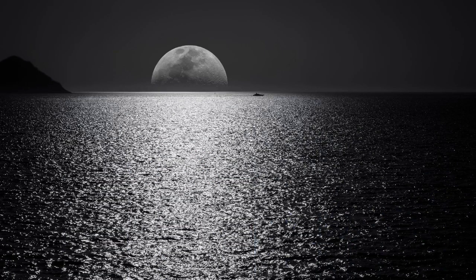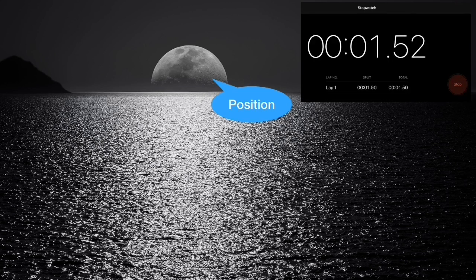So when do we say a body is at rest? A body is said to be at rest if its position does not change with time. Just look at the example of a still photograph of the moon. The position of the moon is not changing with time.